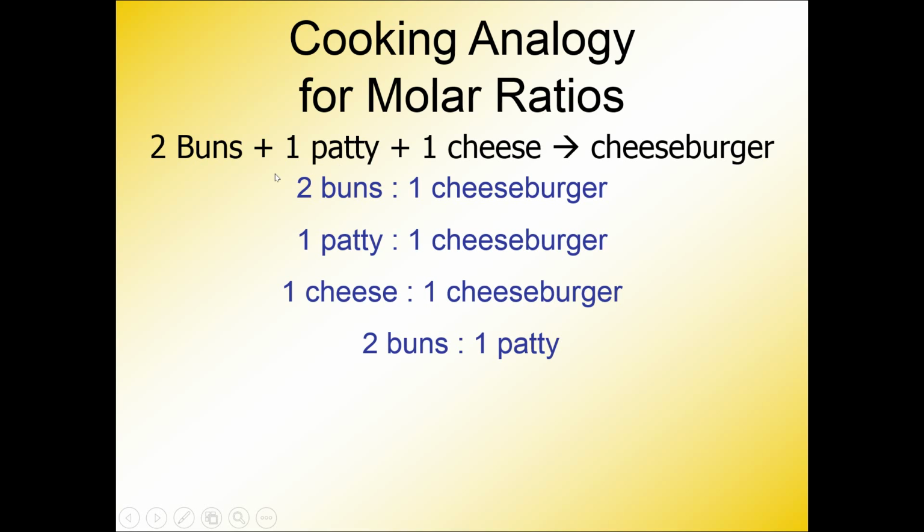1 patty. I can also write that there are 2 buns for every 1 piece of cheese. That's another ratio I can write. I can also say that for every 1 patty in a cheeseburger, I would have 1 piece of cheese. So these are actually all of the ratios you could possibly write for this equation, but we're really going to be focusing in on one, and I'll show you how to do that in another video.